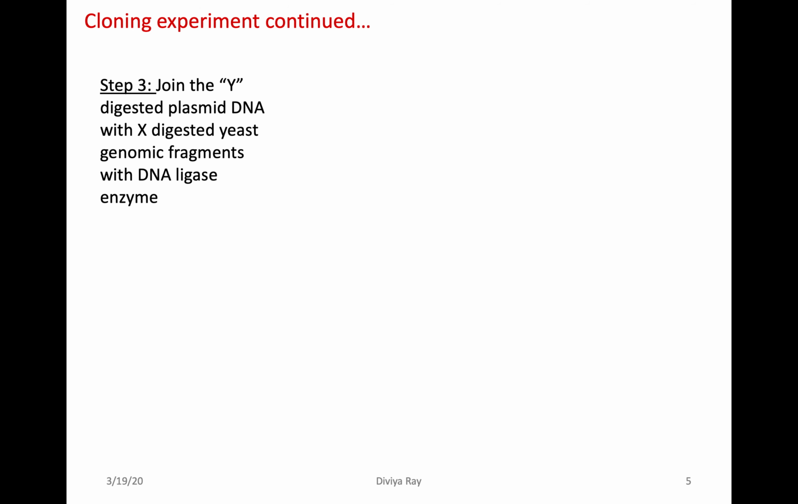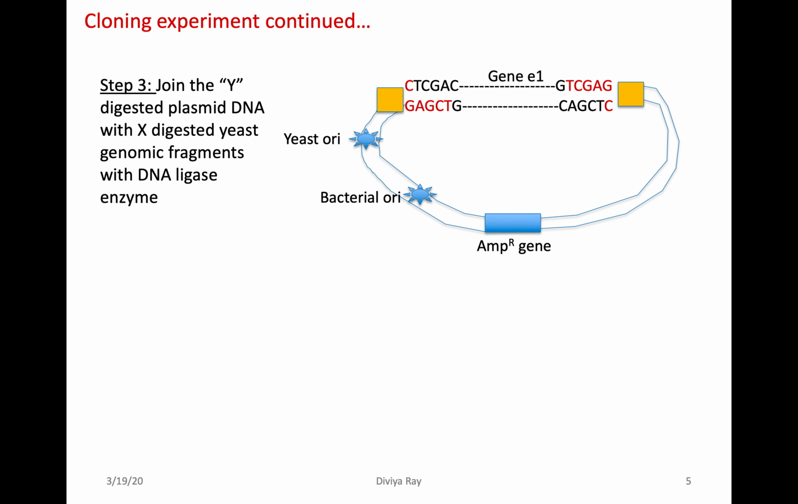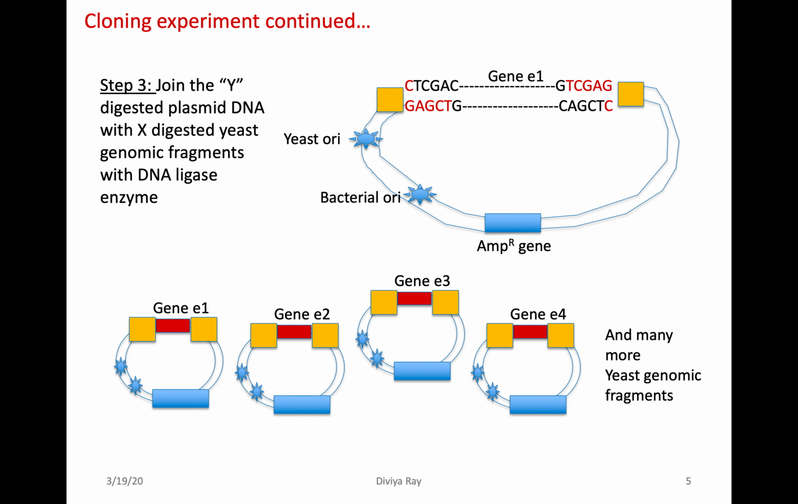Now, you have digested the plasmid and you have digested the yeast genome with two different restriction enzymes, restriction enzyme Y and restriction enzyme X. So you bring them together and you add the ligase enzyme. Since the ends generated by digestion with restriction enzyme X and Y are complementary, they will base pair with each other and the sequence will be made continuous by the action of DNA ligase enzyme.